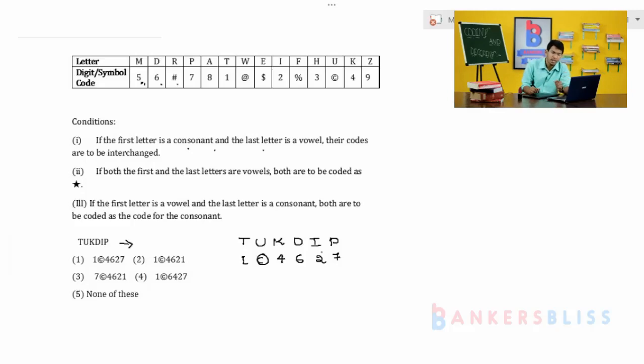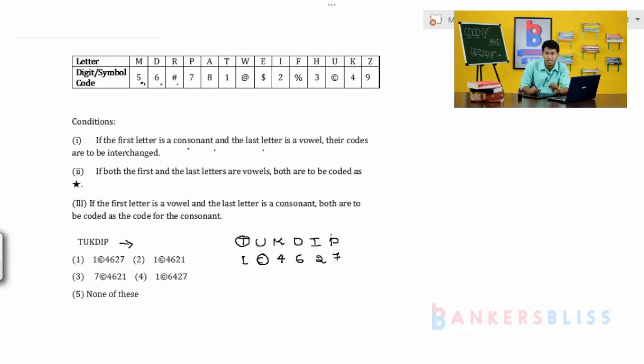Okay, I'll repeat it. Given the first condition, if the statement follows the condition, we have to apply the condition, or else we just neglect it and paste what is there. That's it. So look here, is T, the first letter, a consonant? Yes. Then is the last letter a vowel? Guys, is P a vowel? No, P is a consonant.